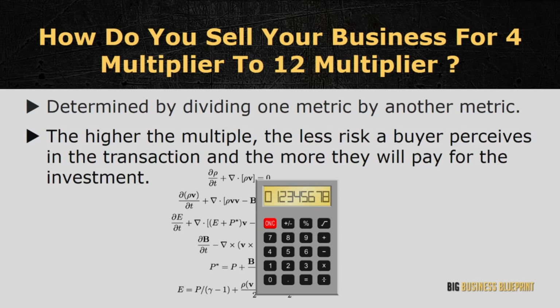In comparison, the inverse of a 12x multiplier is, get this, 0.08%, meaning that the buyer would be willing to pay 12 times only if the investment is much less risky.